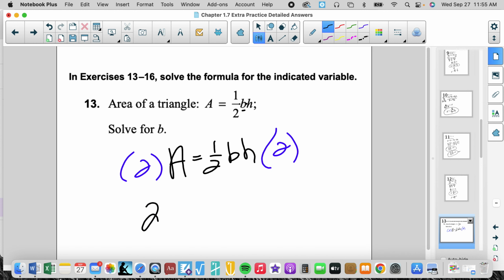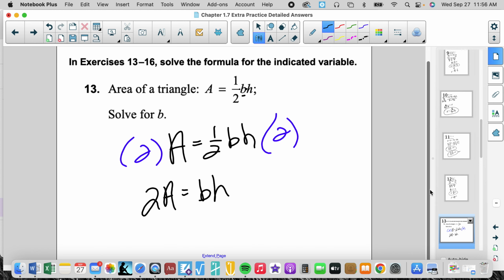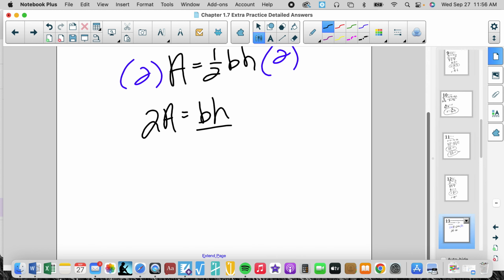So that gives me 2A equals bh. I got rid of the 1/2. Now we've got to get rid of the h. The h is multiplying, so we can divide. We don't have to multiply by the reciprocal there. We multiply by the reciprocal of 1/2 because it was a fraction. So you get 2A over h equals b.